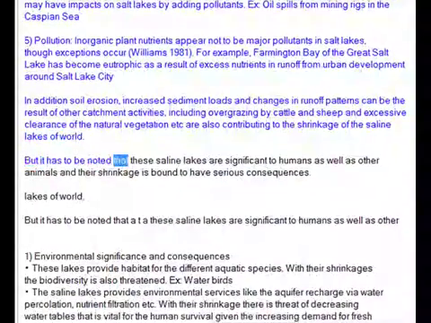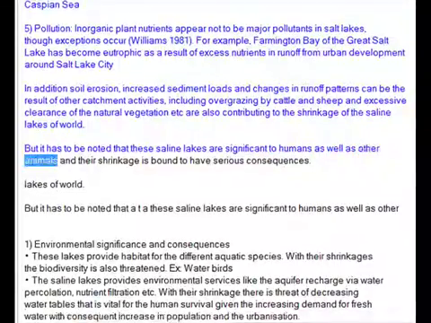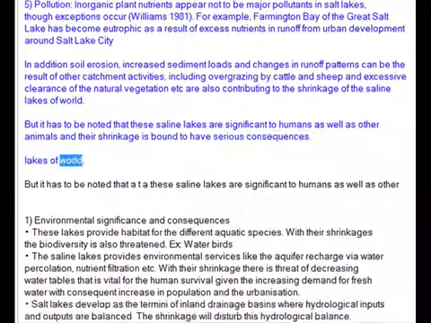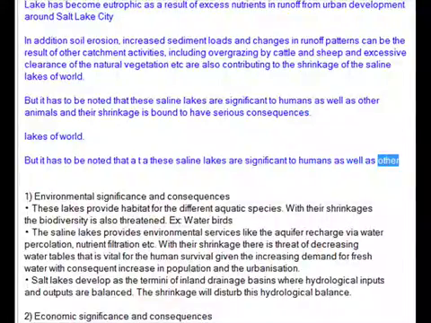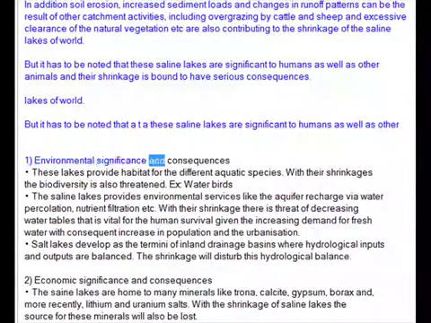But it has to be noted that these saline lakes are significant to humans as well as other animals, and their shrinkage is bound to have serious consequences. 1. Environmental significance and consequences.